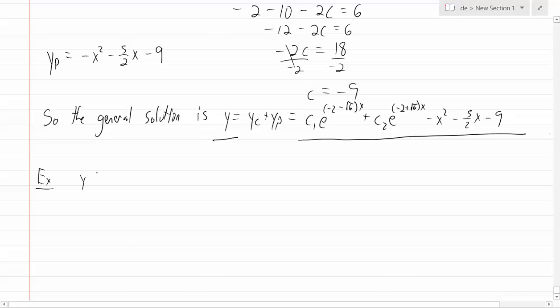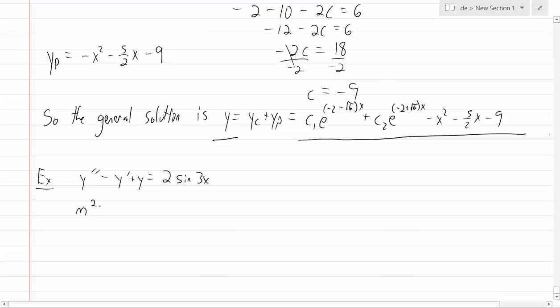Here's another example. Let's say I had y double prime minus y prime plus y equals 2 times the sine of 3x. And these examples are in the book. I'm just working through them because sometimes they don't explain the steps. And we can work a few more from the end of the section when we get there.